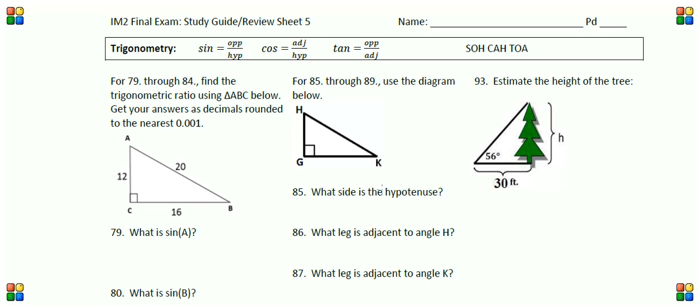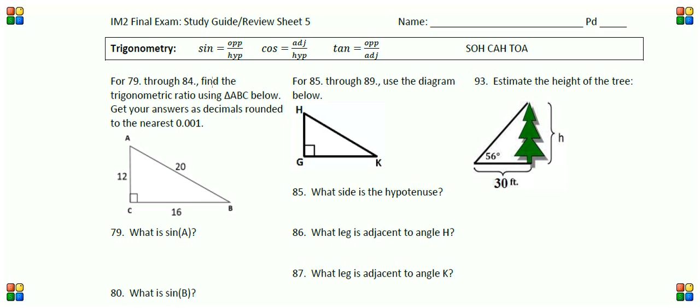So we are finally to the final review sheet for the IM2 second semester final exam. This is review sheet number 5. The front of the review sheet is dealing with trigonometry. Now class, I want you to remember one of the things we learned about trigonometry is as soon as you recognize it is a trig question, you should be writing the word SOHCAHTOA so you can remember what the trig ratios are. So let's take a look at questions 79 through 84.